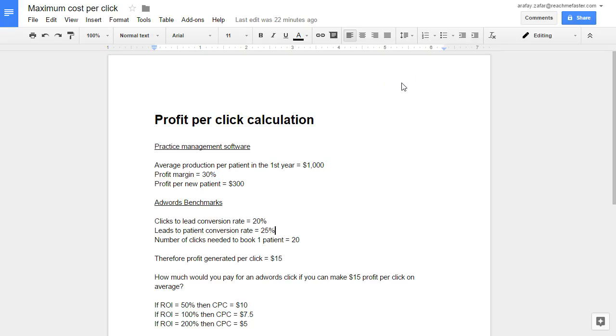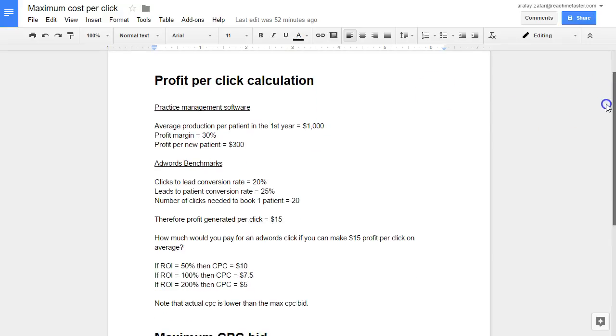Maximum cost per click basically is the maximum bid that you can afford to pay per click. Now, before you can calculate that, you need to calculate the profit you can make per click. And this is a sample calculation for profit per click. So you need some numbers from your practice management software, and then there are some AdWords benchmarks that you can use to calculate the potential profit per click.